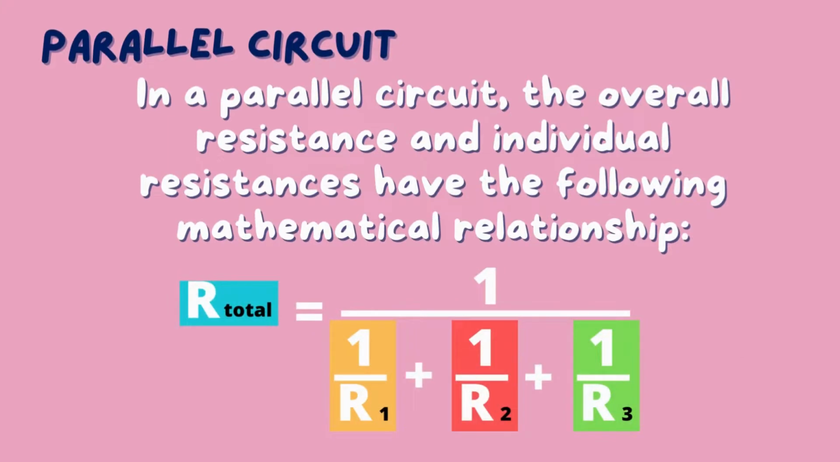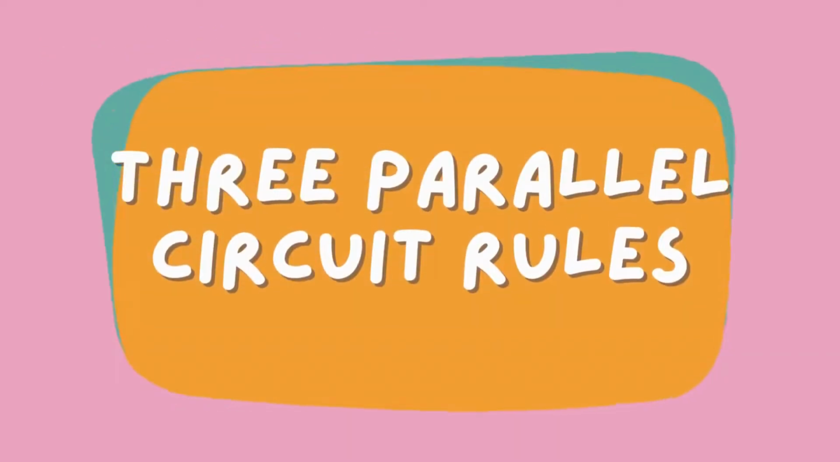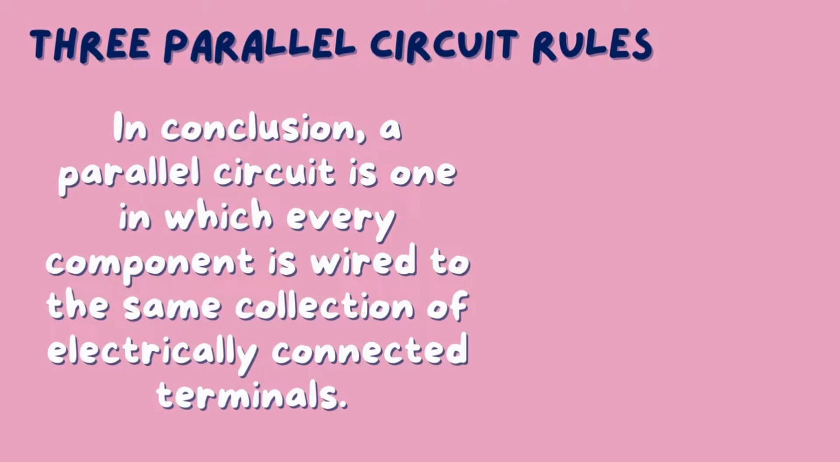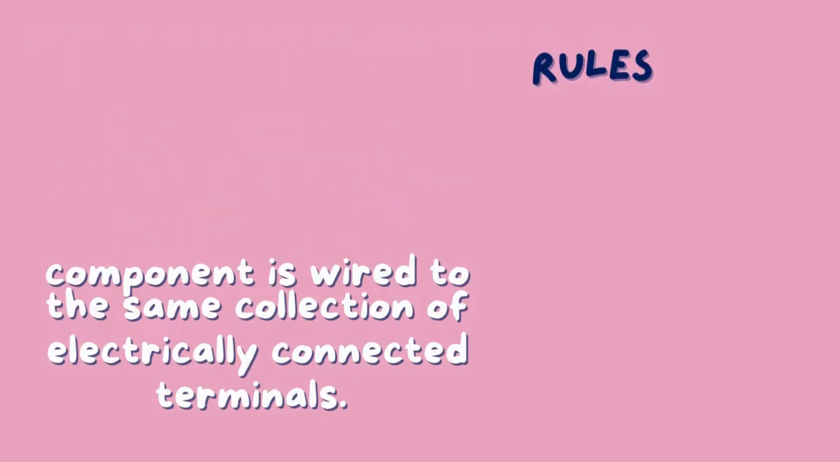In a parallel circuit, the overall resistance and individual resistances have the following mathematical relationship. Three parallel circuit rules. In conclusion, a parallel circuit is one in which every component is wired to the same collection of electrically connected terminals.